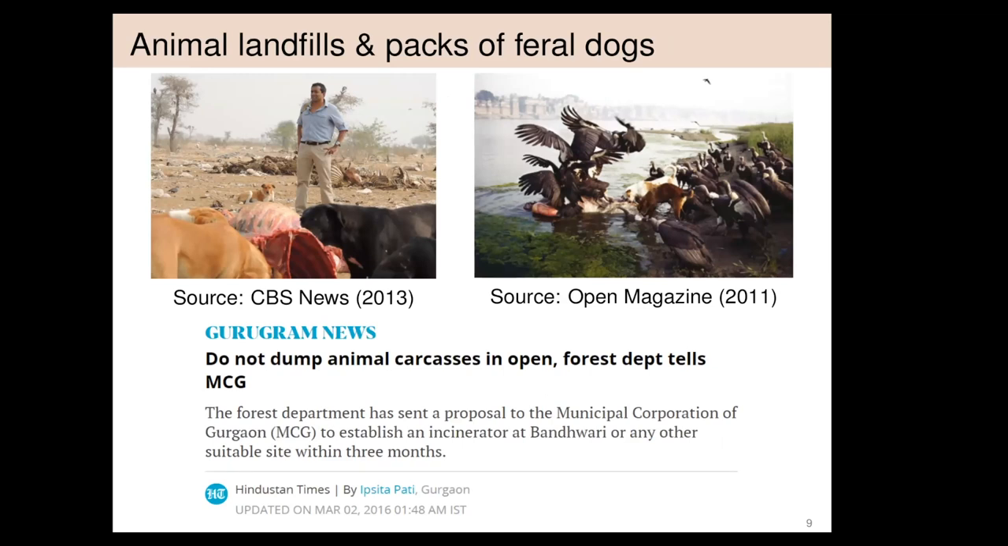Go ahead. Yes, just out of interest. So in other, also poor regions, how do people remove the carrion? So there will be, you mean not in India? Yeah, not in India.